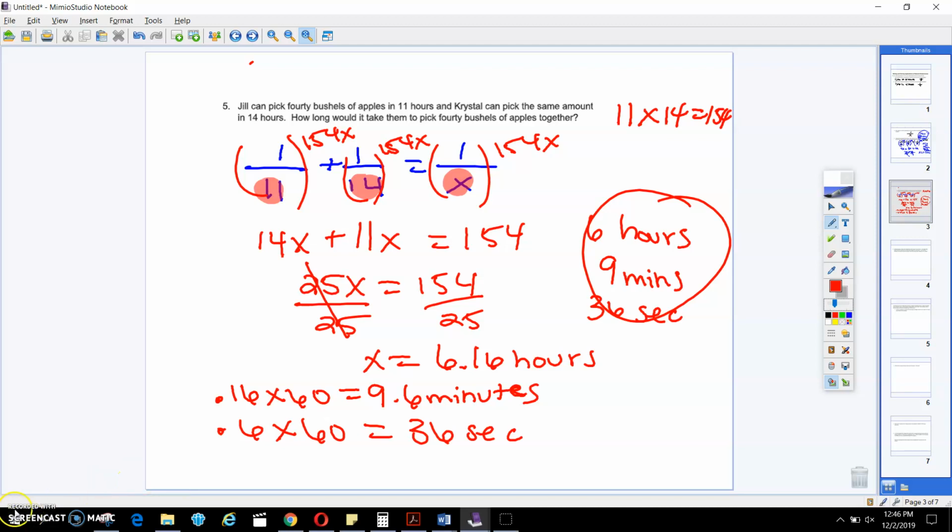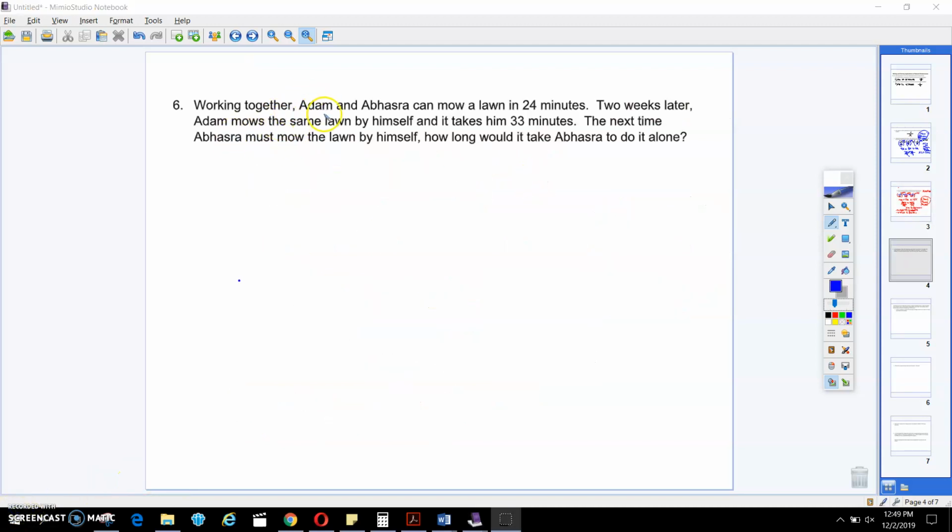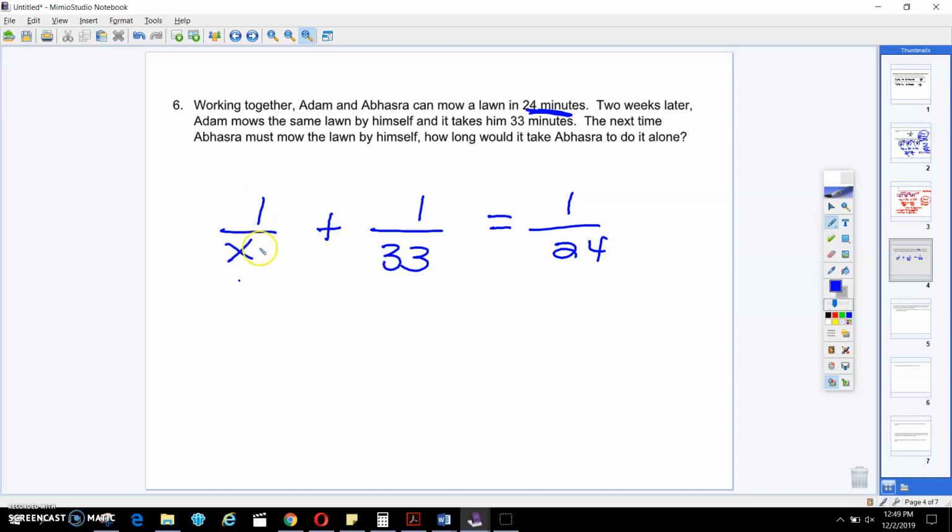Okay? All right, so on number 6, it says, working together, Adam and Guy, I can't pronounce, can mow a lawn in 24 minutes. 2 weeks later, Adam mows the same lawn by himself, and it takes him 33 minutes. The next time, Guy must mow the lawn by himself. How long would it take Guy to do it alone? Okay, so we know that this is going to have 24 minutes for total, right? Like both of them together, it's going to take them 24 minutes, right? Okay, we know that Adam is going to take 33 minutes, right? And Guy is going to be 1 over x, right?